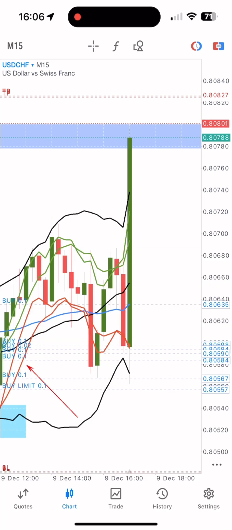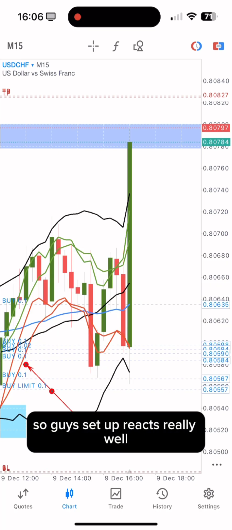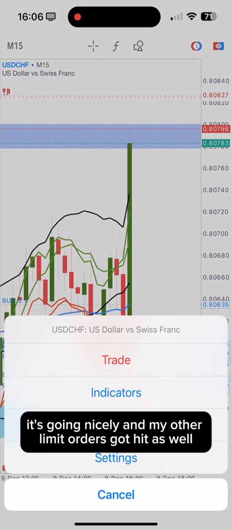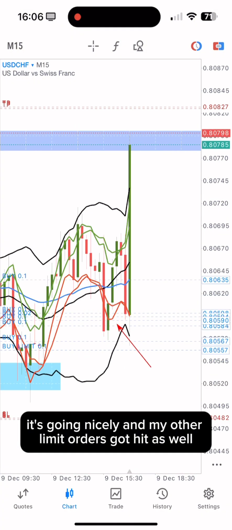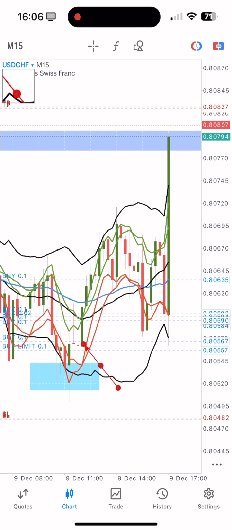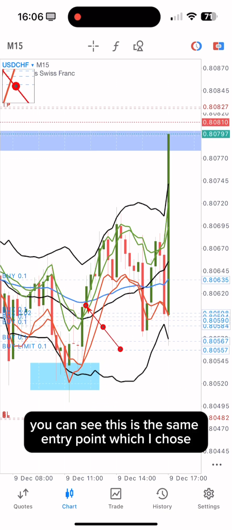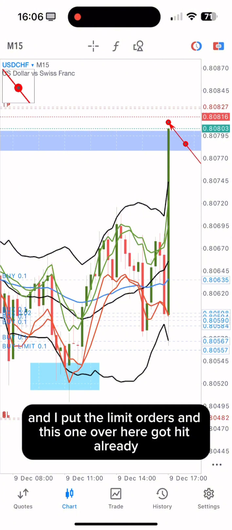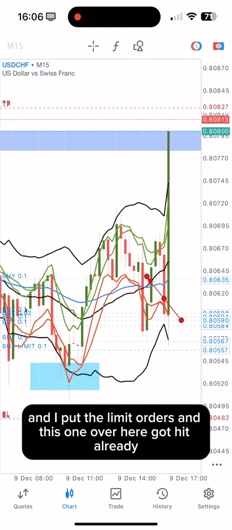So guys, the setup reacts really well. It's going nicely, and my other limit orders got hit as well. Only the last one was remaining, it didn't get hit. You can see this is the same entry point which I chose, and I put the limit orders, and this one over here got hit already.